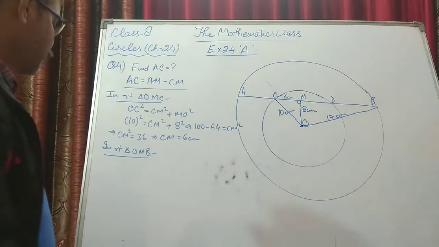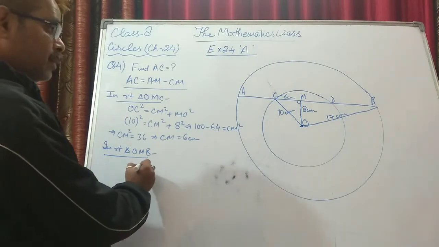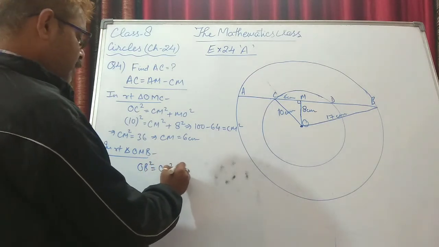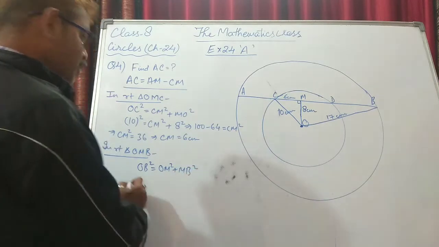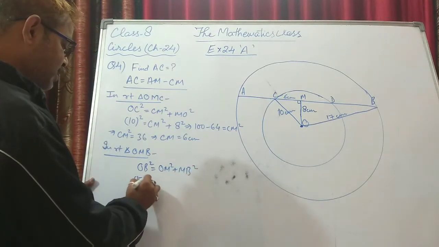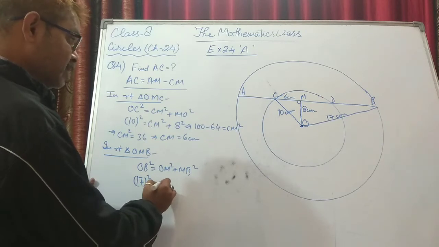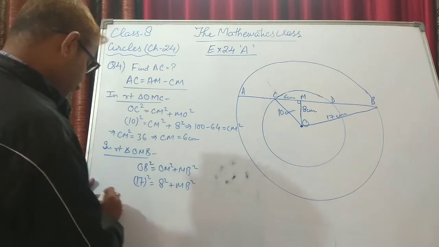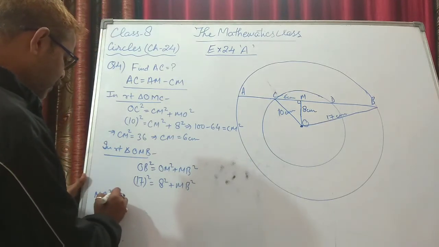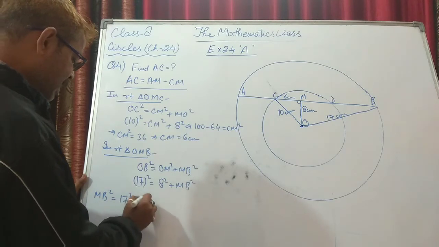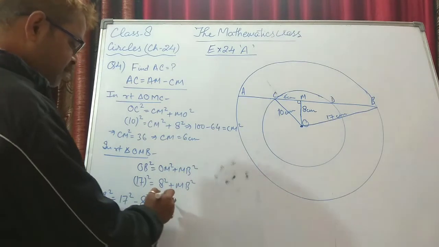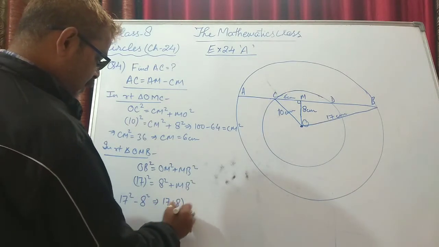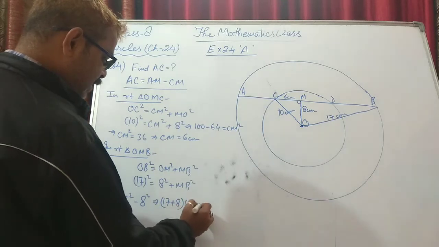AB is the chord of the bigger circle. So we can say OB square is equal to OM square plus MB square. OB is 17, so 17 square is equal to OM, which is 8, square plus MB square. So MB square will be 17 square minus 8 square. This we can use as a square minus b square, that will be 17 plus 8 and 17 minus 8.